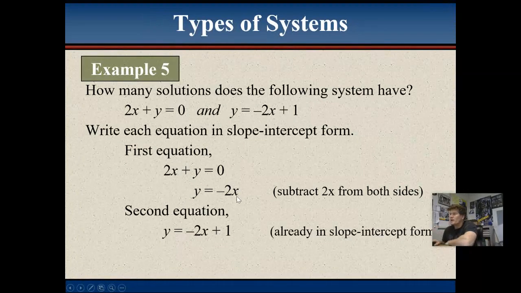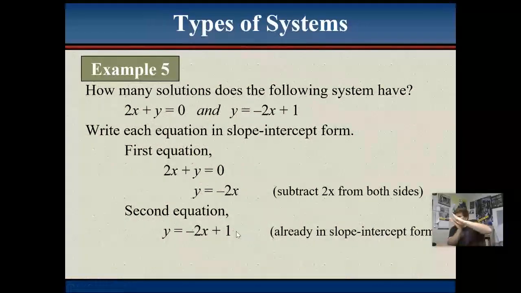Y equals negative 2x, y equals negative 2x plus 1. Look at those slopes. Negative 2, negative 2. Those slopes are exactly the same, which tells you those are parallel lines. One has a y-intercept at 0. One has a y-intercept at plus 1.